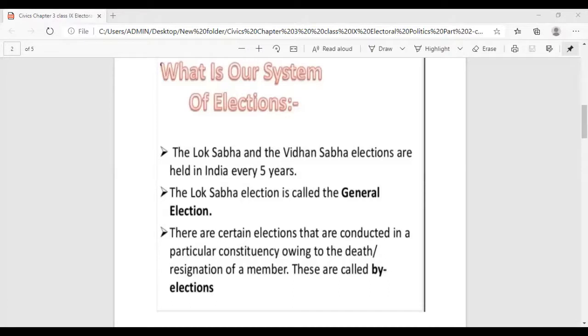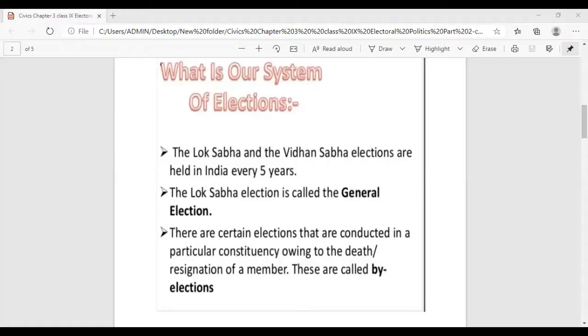Now this is very important. I will repeat it once again. The state is divided into electoral constituencies such that each constituency has roughly equal population. So it means the division of the constituency is based on the population, not based on the total area.